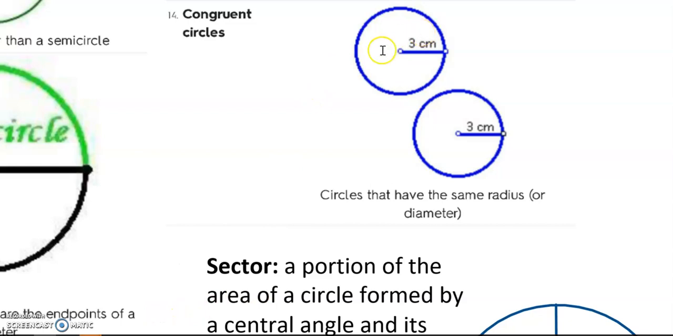Then we have congruent circles. They have the same radius or the same diameter. It's 2 circles that are the exact same size, but they might not be in the same spot.